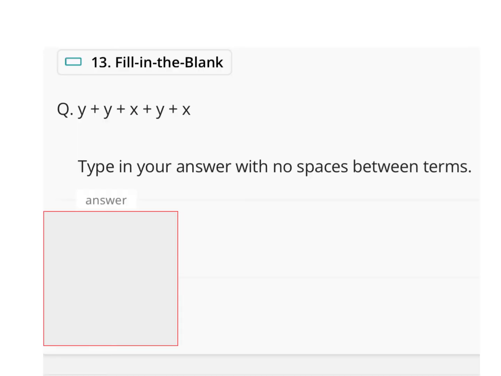Man, this one's ridiculously easy. We're adding a bunch of things, and it's a bunch of x's and y's. So obviously, we need to simplify it, and you want to type in your answers with no spaces between your terms. But let's begin by combining those terms that are alike. I'm going to combine this positive x with that positive x. That's a total of 2 positive x's. And then we're going to combine this y plus another y, that's 2 y's, plus another y, that's 3 y's. That would be a positive 3y.